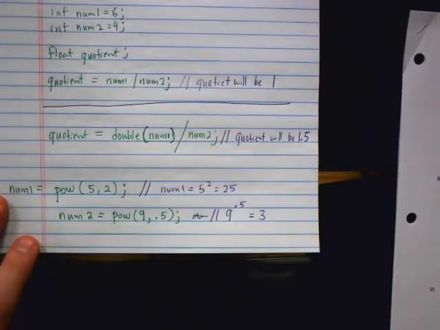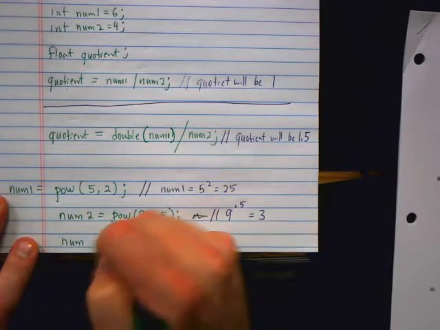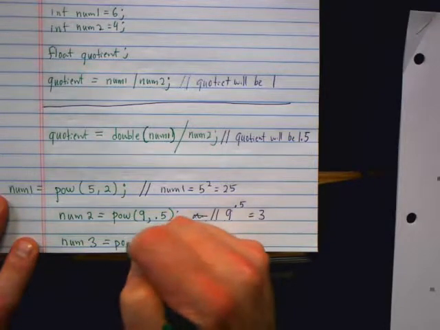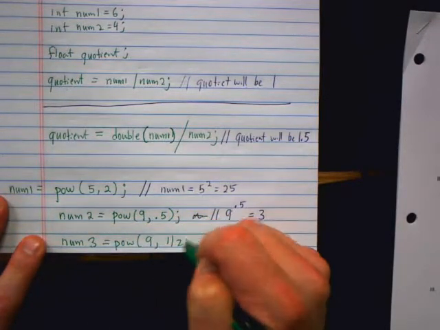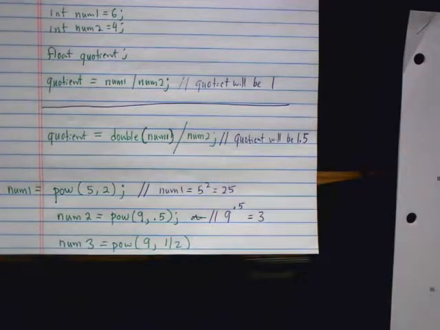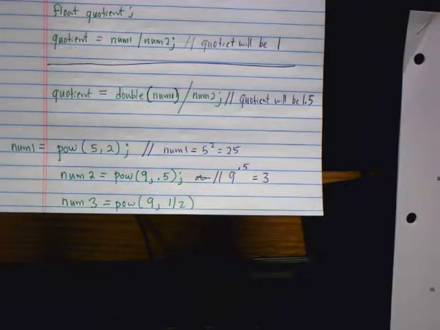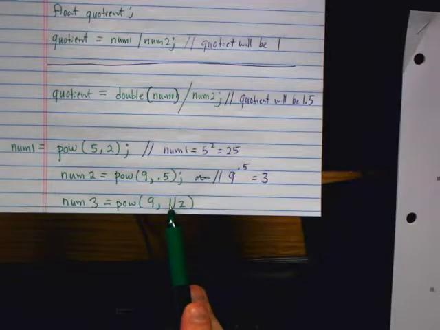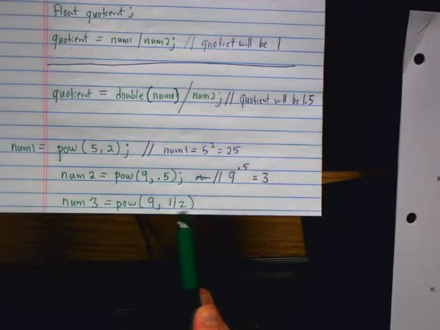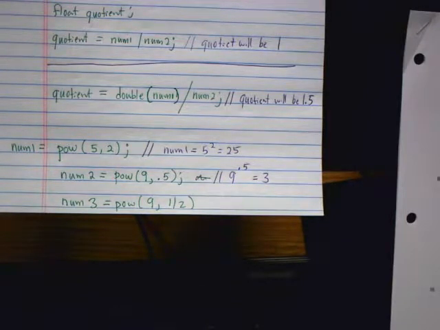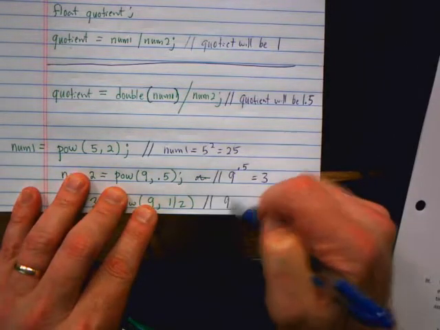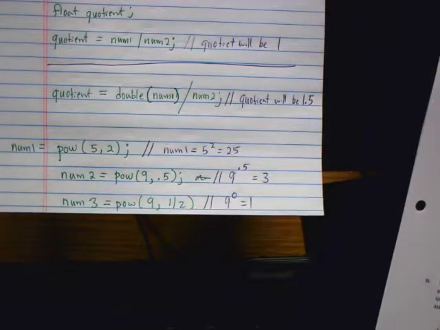Here's the mistake people make. They'll do num3 equals power 9 comma 1/2. And the problem is, C reads this and says 1 is an integer, 2 is an integer, so what's 1 divided by 2? 1 divided by 2 is 0, because those are integers. And so this is actually going to do 9 to the 0, which is 1. Very, very common mistake that people make. The good news is it's very, very easy to fix.